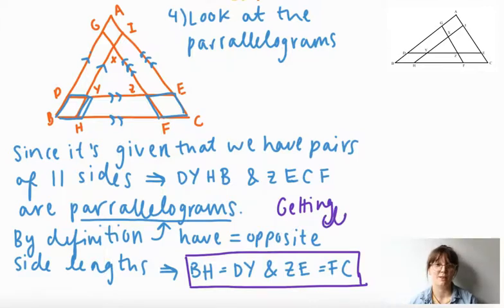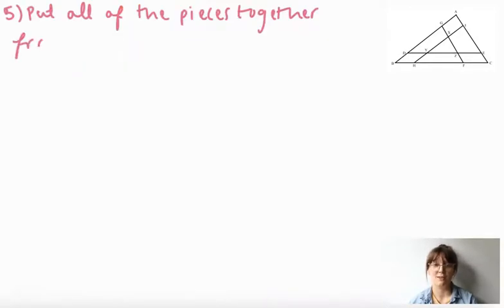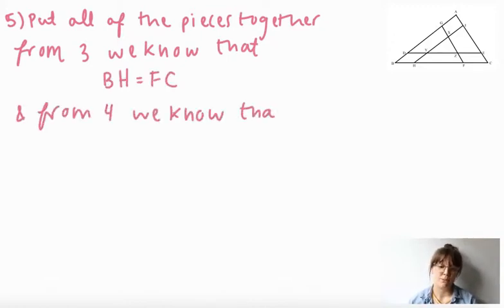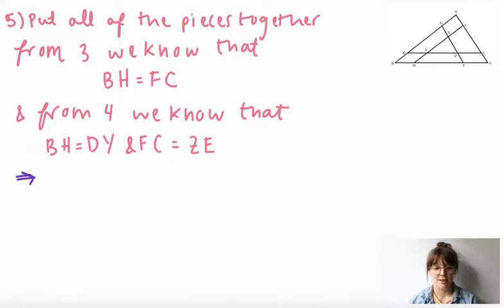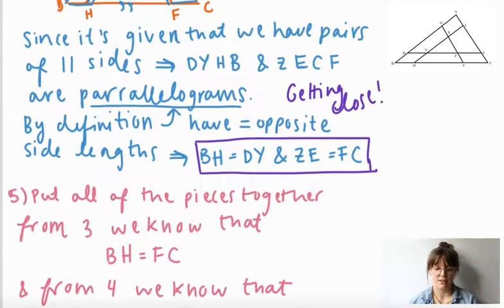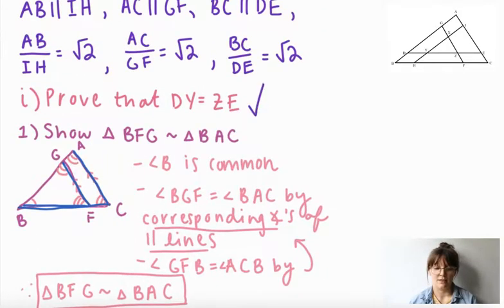Alright, so this is the fun part. This is where we get to put everything that we've just solved and figured out together into one piece. So from part 3, we know that BH is equal to FC. And from part 4, we've determined that BH is equal to DY and that FC is equal to ZE. So what we can now say is that BH, which we know equals DY, which we also know equals FC, which we also know equals ZE, is all equal and true. Thus, we're able to say that DY is equal to ZE. So that's part 1. We've proven that length DY is equal to length ZE.